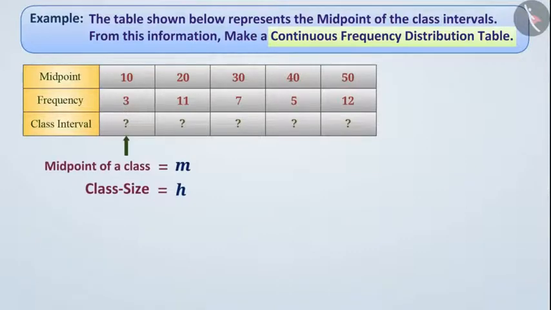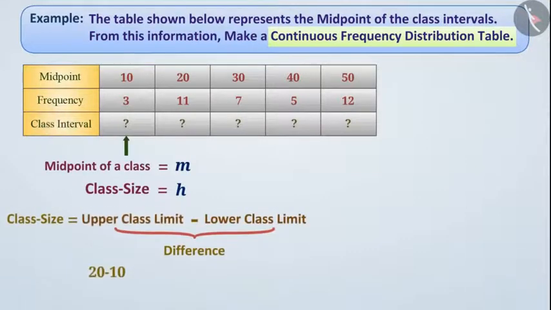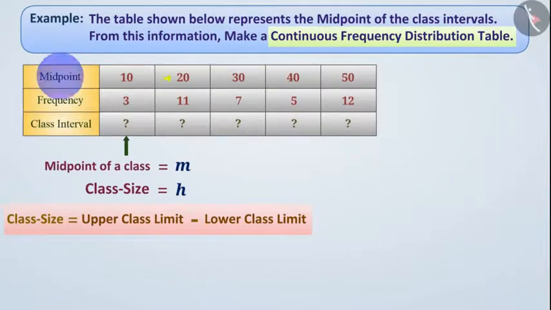You must remember that the difference between the upper class limit and lower class limit of the class interval is called its class size. Since the midpoint is in the middle of the class interval, the difference between any two consecutive midpoints will be the same as the difference between the lower and upper class limit of a class interval. In this way, we will find the class size h by the difference of consecutive midpoints, which is 20 minus 10 is equal to 10.